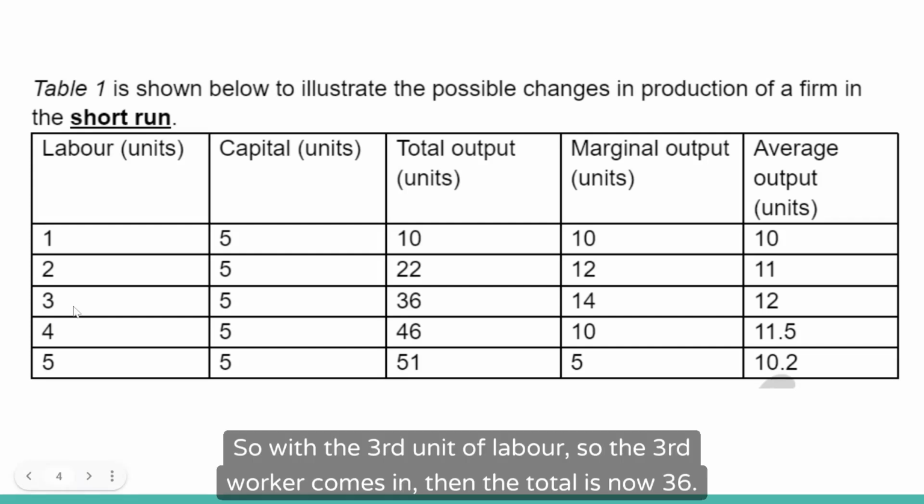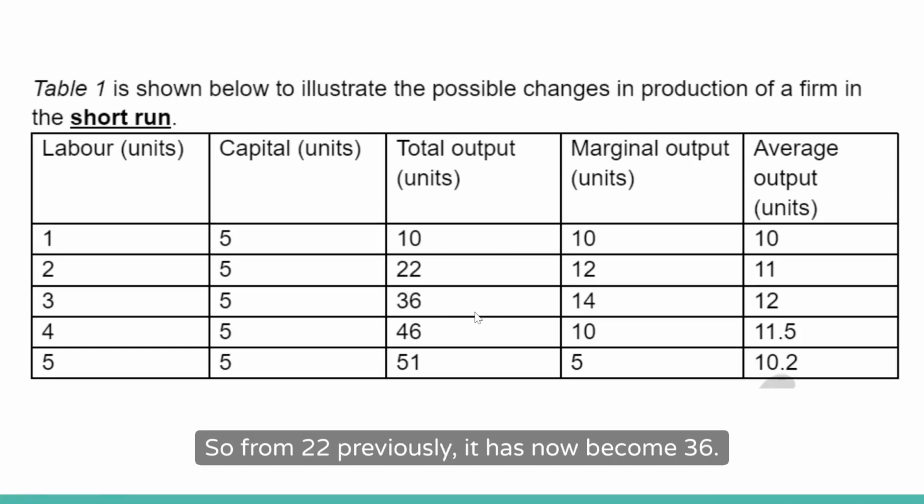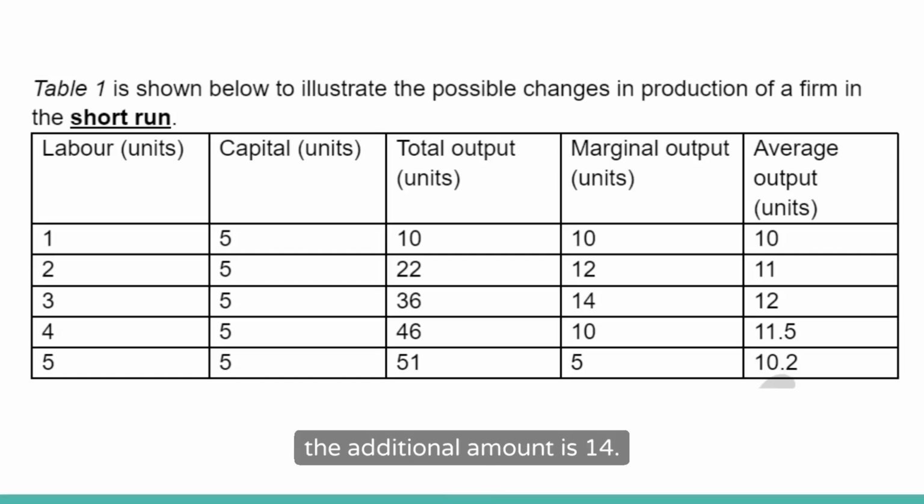So with the third unit of labor, so the third worker comes in, then the total is now 36. Right, so from 22 previously, it has now become 36. So the total output is currently at 36 units, and then the marginal output is calculated to be 14. So we had 22 units previously, and it is now 36. The additional amount is 14. Right, so 14 here represents the marginal output, and then the average is 12.